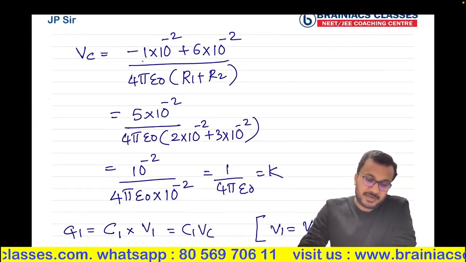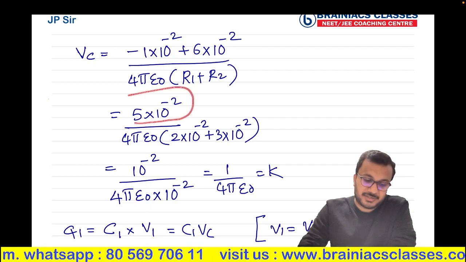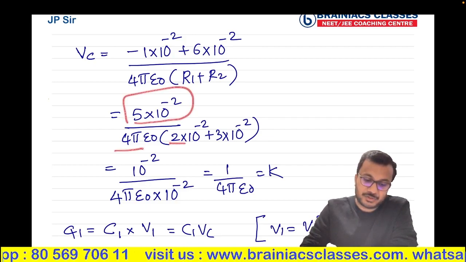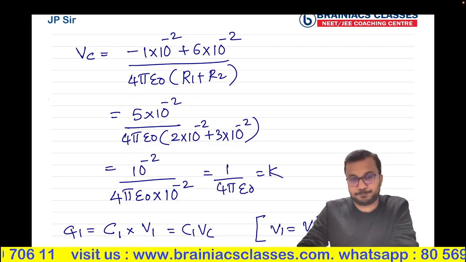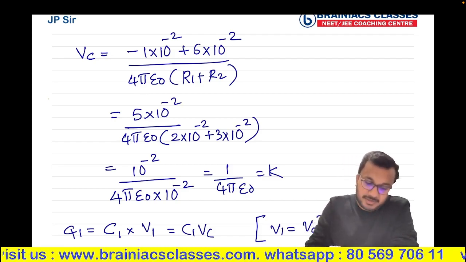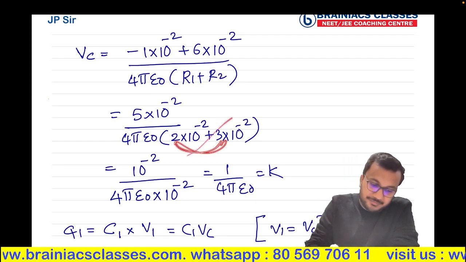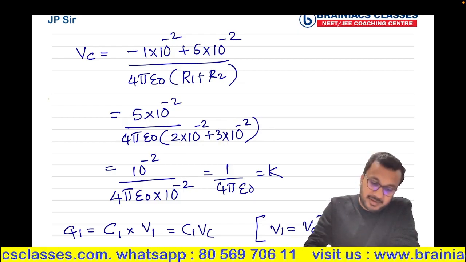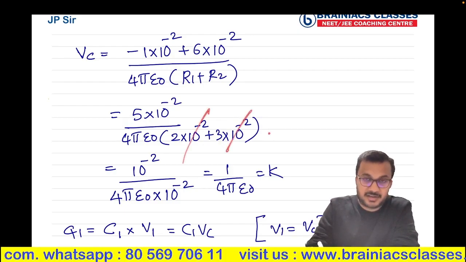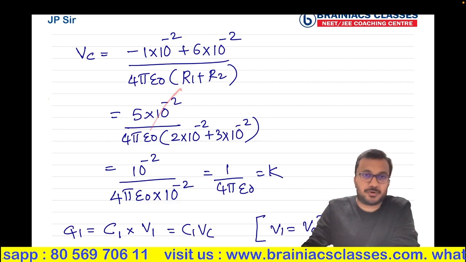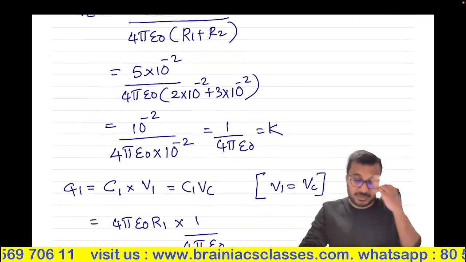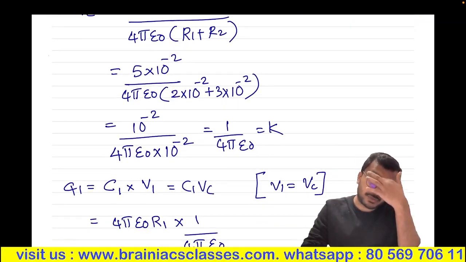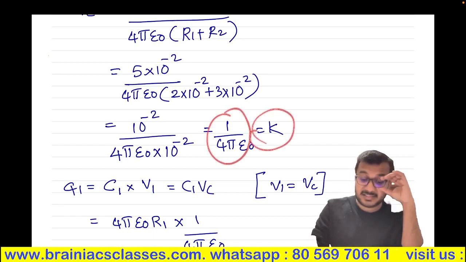So minus 1 and 5 gives 5 into 10 power minus 2, over 4 pi epsilon 0 times the radii, 2 and 3 into 10 power minus 2, converted from centimeters to meters. The 2 and 3 add to 5, so this 5 and 5 cancel. Taking 10 power minus 2 common out of the bracket, the 10 power minus 2 terms cancel. What remains is 1 divided by 4 pi epsilon 0, which is nothing but K.